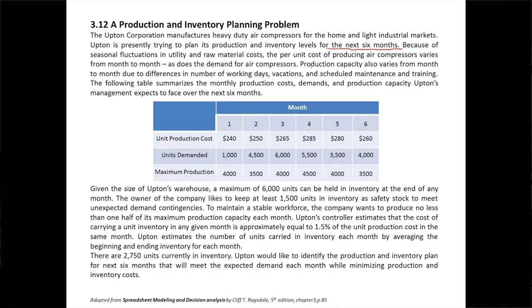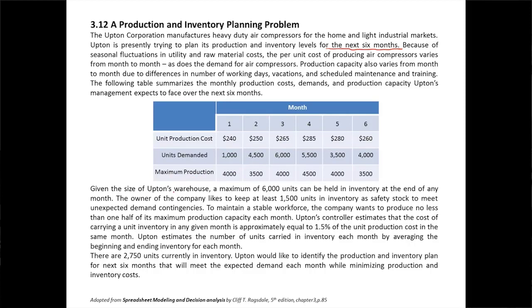And production capacity also varies from month to month due to differences in number of working days. So that's the maximum production capacity shown here. This table summarizes all three different things: the unit production cost, units demanded, and the capacity in each of the months.